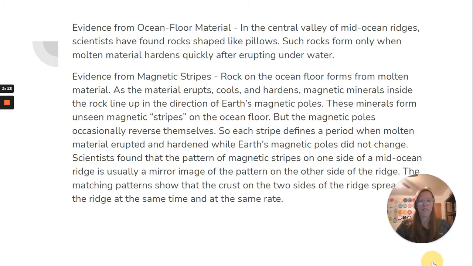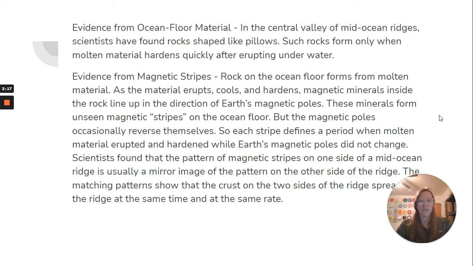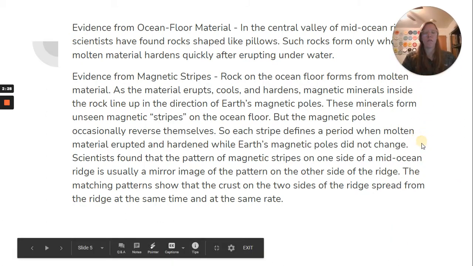So, some evidence from ocean floor material. In the central valley of mid-ocean ridges, scientists have found rocks shaped like pillows. Such rocks form only when molten material hardens quickly after erupting underwater. So like an underwater volcano.